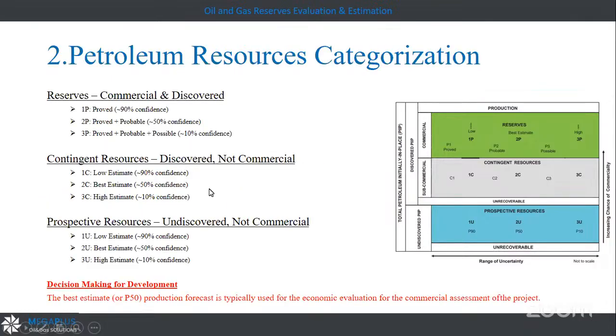When we say categorization, I'm dealing with the level of confidence. If I say that reserves is 1P, it means proved, 90% confident. 2P, proved plus probable, 50% confidence. 3P, proved, probable and possible, which is 10% confidence. Same as the contingent resources 1C, 2C, and 3C. Same as the prospective resources 1U, 2U, and 3U.